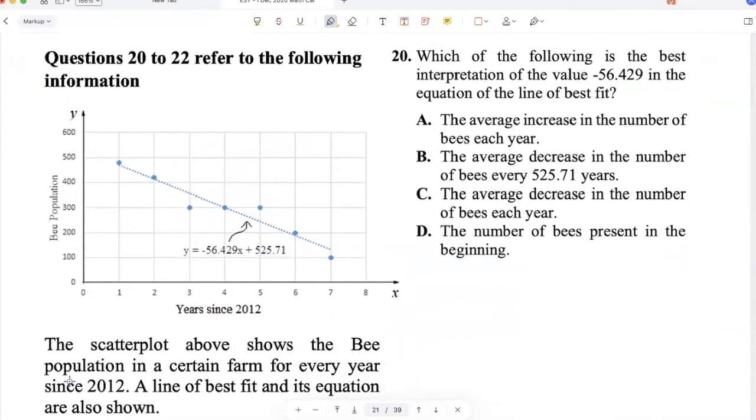Okay, the scatter plot shows the bee population in a certain farm for every year since 2012. A line of best fit is shown. Which of the following is the best interpretation of the value 56.429 in the equation? So this is the slope of the line, right? What does that tell me? That tells me that for every year, the bee population declines by this number, right? So the average increase, no, it's not increase. The average decrease in the number of bees each year. So it's C.